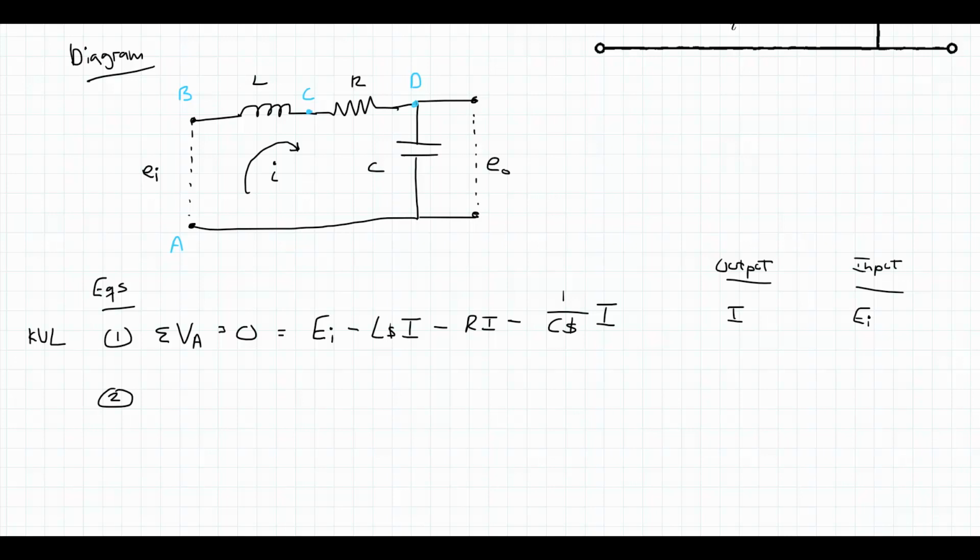So one thing I can do is I can see the path from D to A. There are two paths I can take to get from D to A. One, I can go through the capacitor, or I can go through E out. But I know that if I go from D to A, the voltage drop has to be the same no matter what path I take to get there. So I can write, let's say I go through the capacitor, the voltage drop is going to be negative 1 over CS times I.